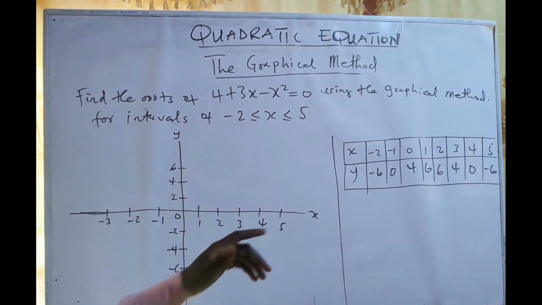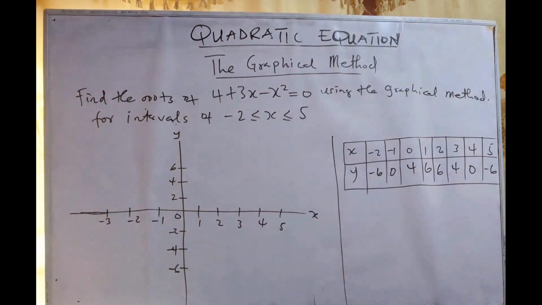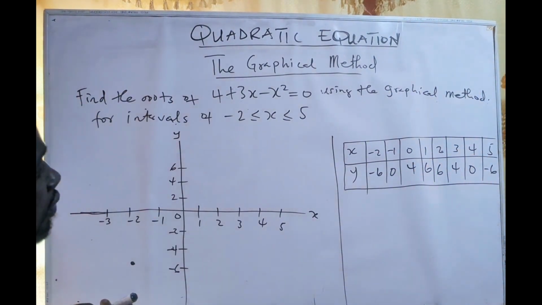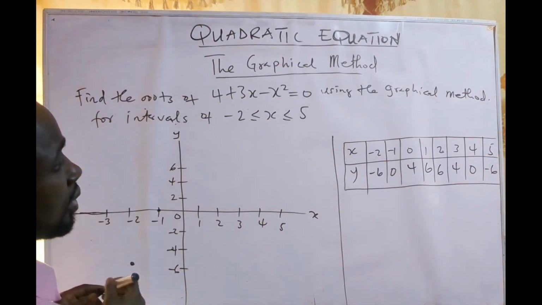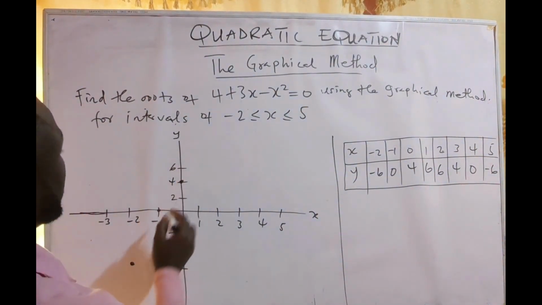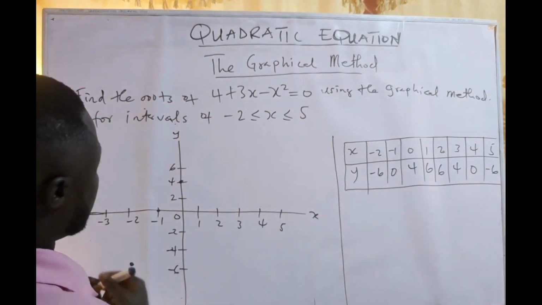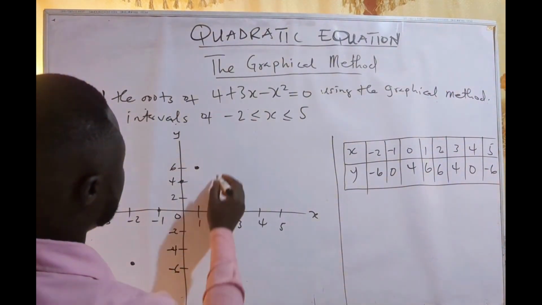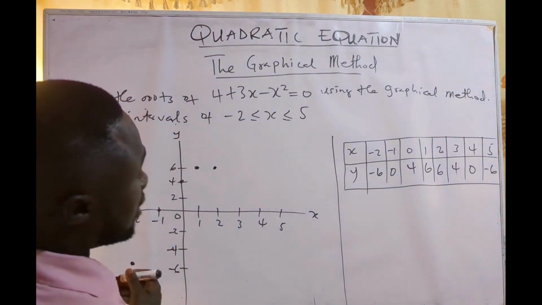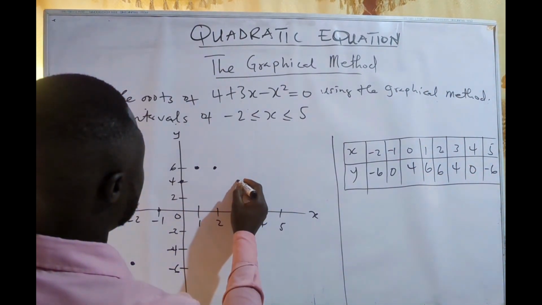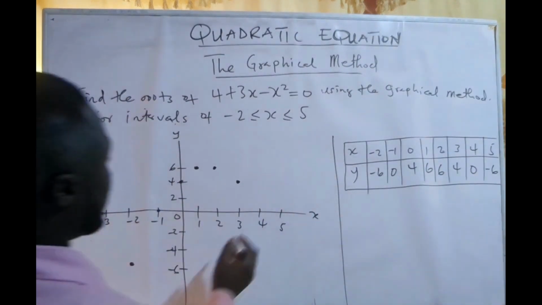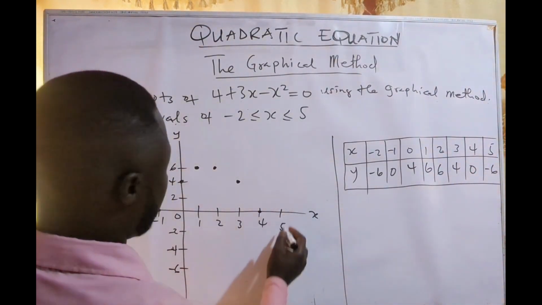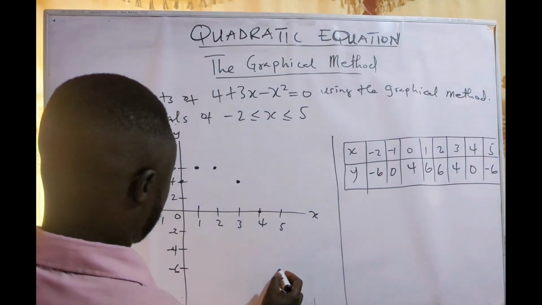And let's see what we are going to get. So negative 2 on the x will give me negative 6. So negative 2, negative 6, that will be here. Then negative 1, 0, that will be here. 0, 4 will be here. 1, 6, that will give me here. 2, 6, that will also give me here. 3, 4, I have to come here. And then 4, 0 will be here. And then 5, negative 6, that will also be here.